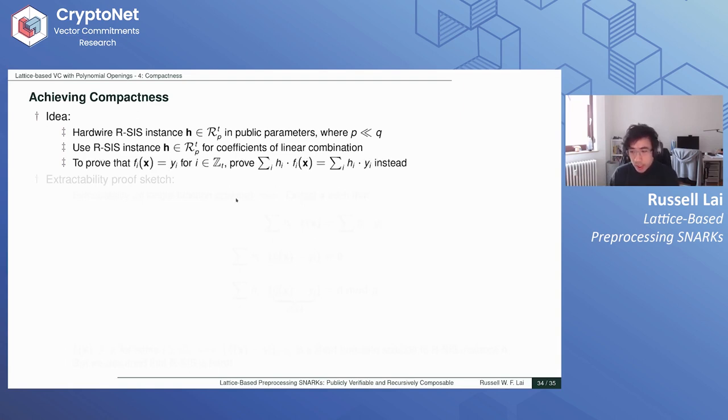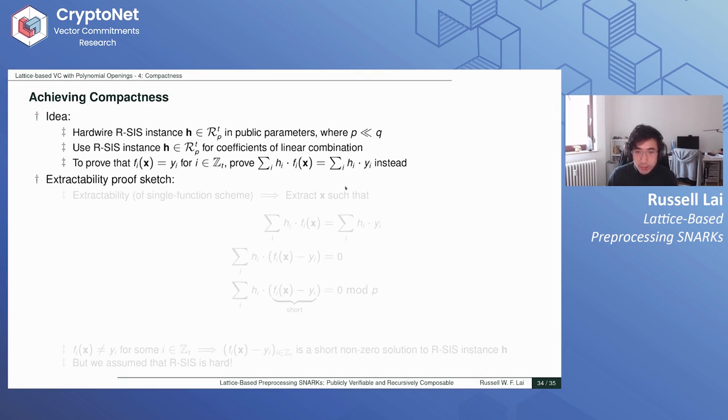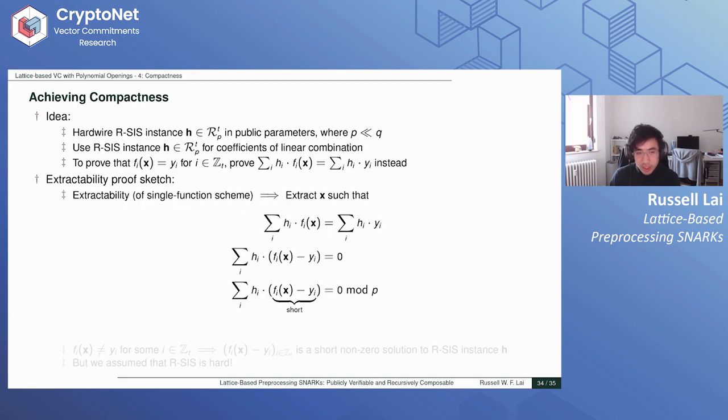So more concretely, to prove that fi of x equals yi for all i, the prover would instead prove this compressed relation, which says that the summation of hi fi evaluated at x is equal to the summation of hi yi. So to give you a sense of why this is secure, let me try to reduce the extractability of the single function scheme to the extractability of this multi-function scheme.